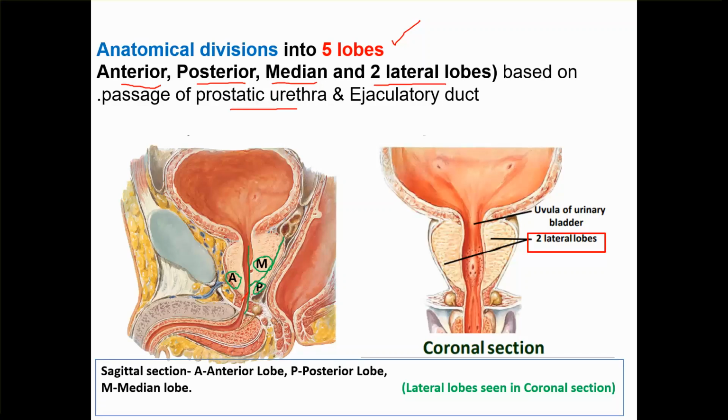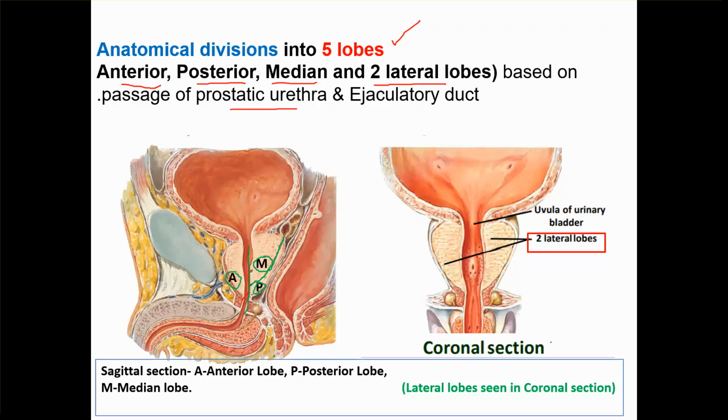The anterior lobe is between the anterior part of the prostate and the prostatic urethra, the median lobe is between the prostatic urethra and the ejaculatory duct, and the posterior lobe is behind the ejaculatory duct. Now, how can we look for the two lateral lobes? So we need to go to a coronal section.